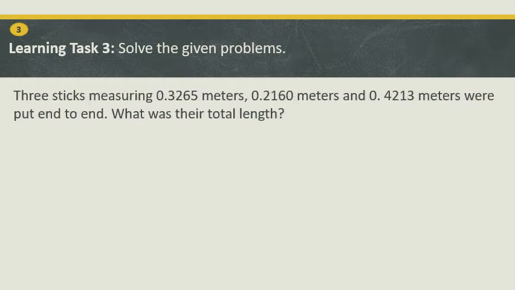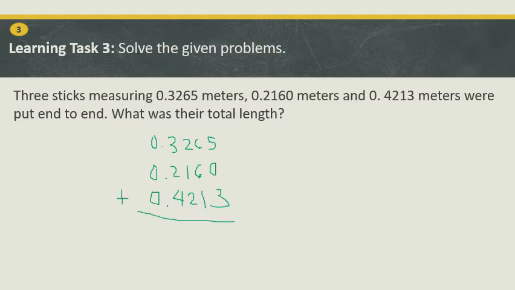Next, number 3. 3 sticks measuring 3,265 10,000 meters, 2,160 10,000 meters, and 4,213 10,000 meters were put end to end. What was their total length? So, total uli. So, ibig sabihin ito ay addition. Lagi pag yung clue word kasi natin is total, yung kabuuan. So, kaya siya addition. Okay, so to get the total length, we will add these 3 sticks. So we have 0.3265 plus 0.2160 plus 0.4213.